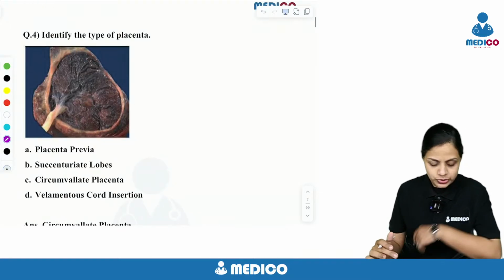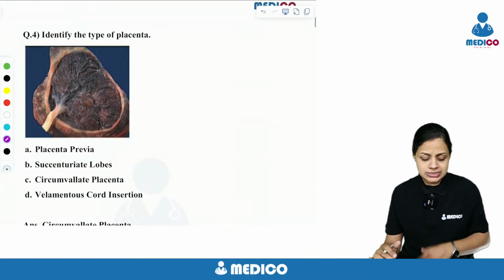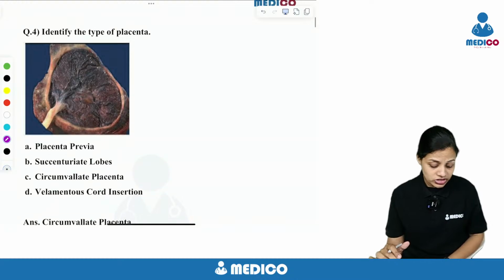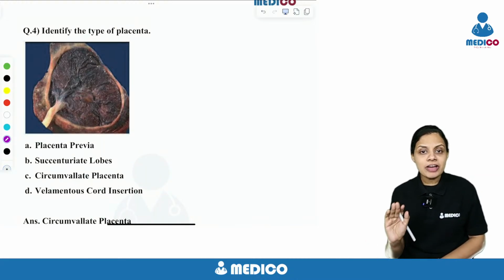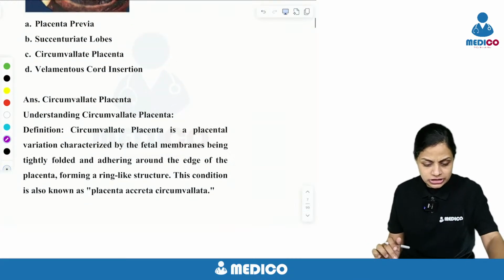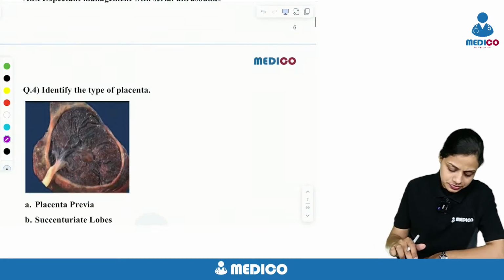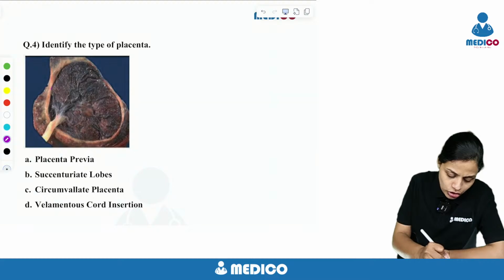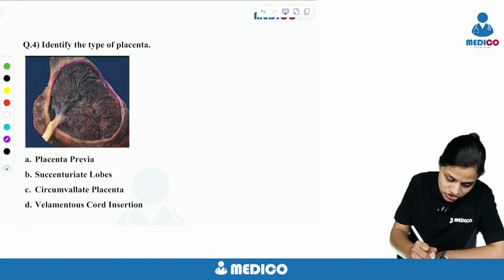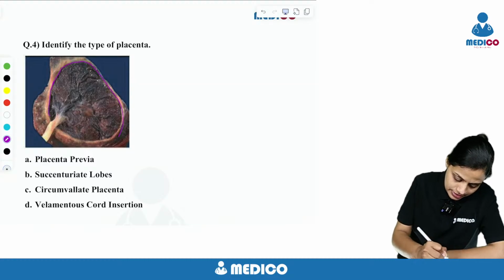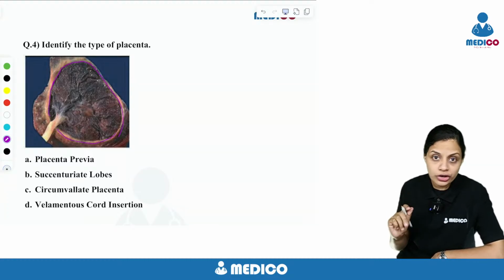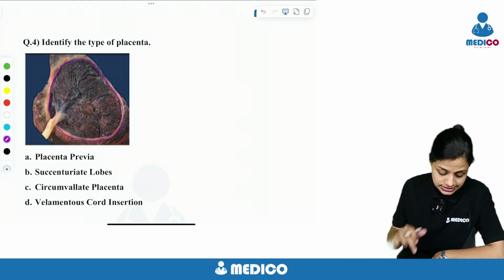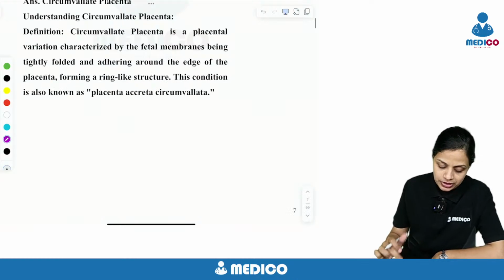Let us take the next question. Identify the type of placenta. I'm sure you all know this placenta. What is this? This is a circumvallate placenta. What is it that you see here? See, the chorionic plate. There is a double fold of chorion and amnion. Here you've got a valve-like structure. There is a double fold of chorion and amnion. This is the circumvallate placenta.